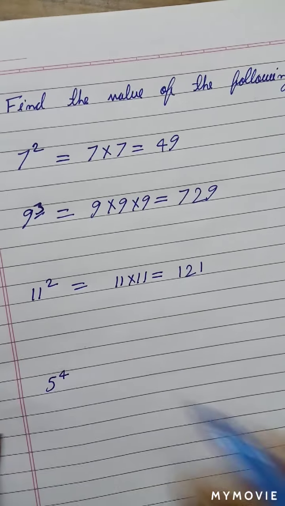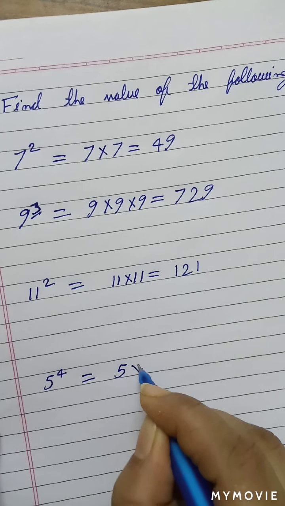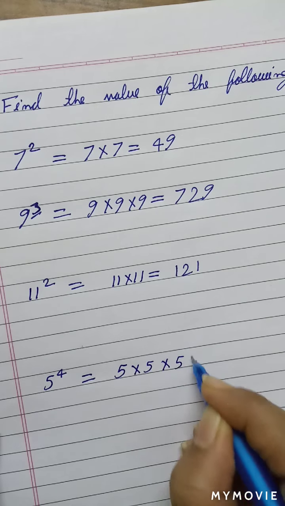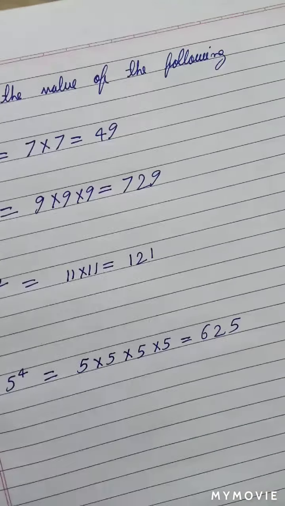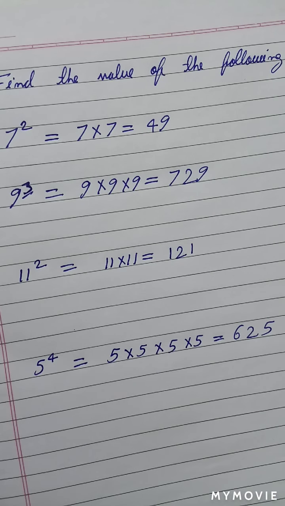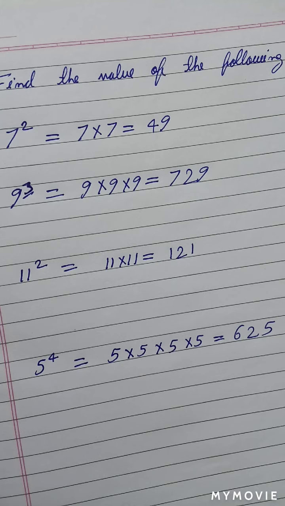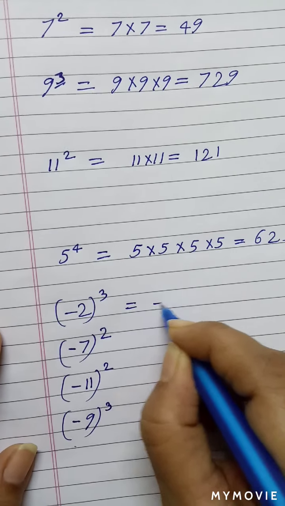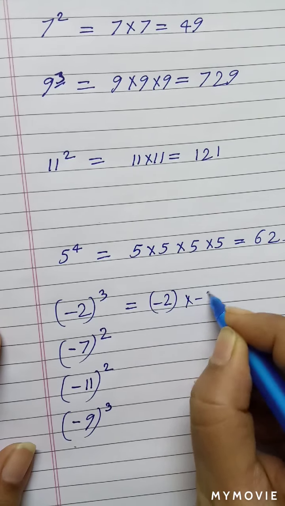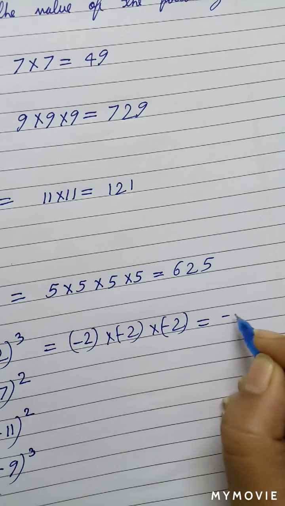Let's move on. We have 5 to the power 4. So we can write it as 5 into 5 into 5 into 5. This is going to be 625. Let's understand the concept clearly by taking the help of some negative numbers. Let's find the exponent of those negative numbers. Now let's say we have minus 2 raised to the power 3. So minus 2 into minus 2 into minus 2. It's going to be minus 8.